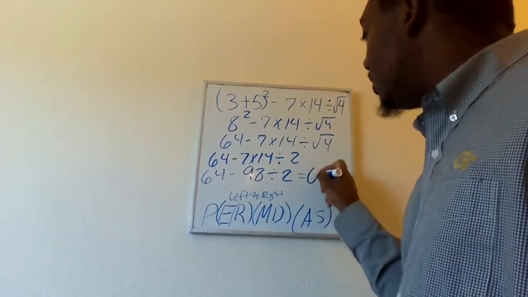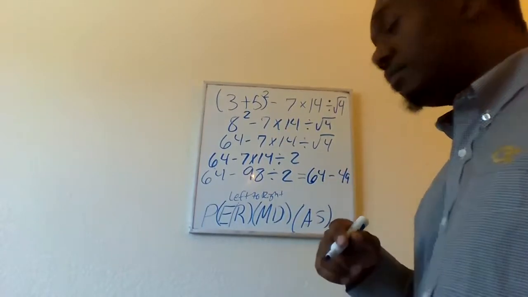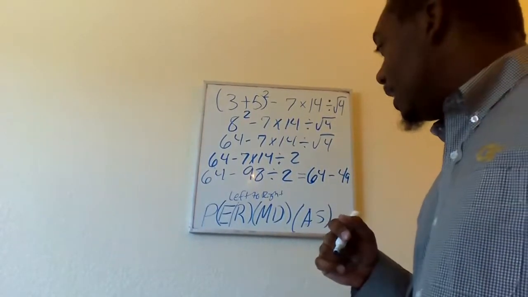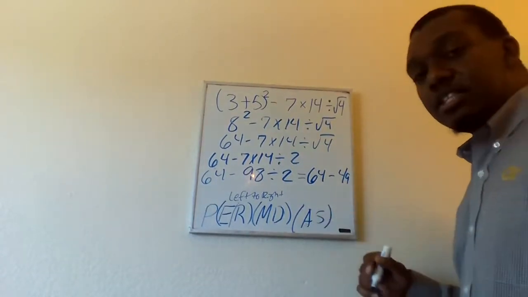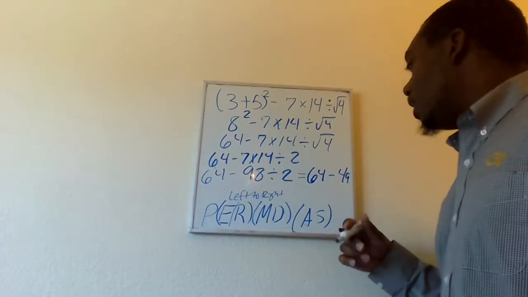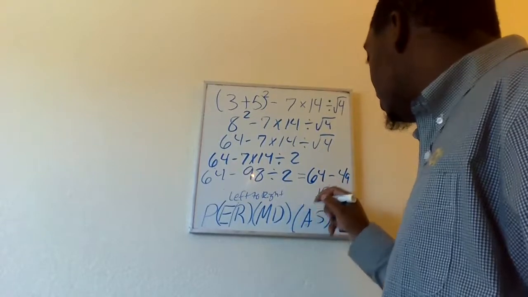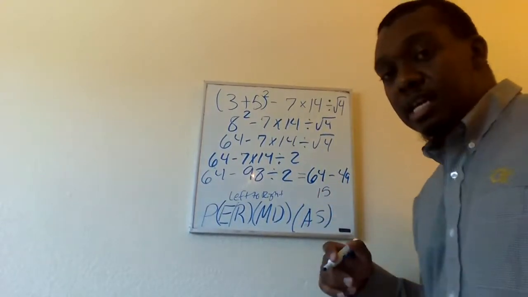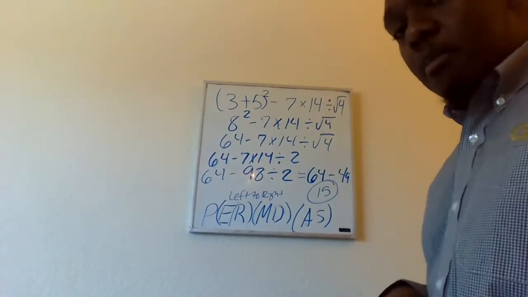I'm going to divide first, so I'll have 64 minus 98 divided by 2 is 49. And last but not least, we have subtraction here. That's our last step, right? Addition or subtraction. There is no addition, so we'll do subtraction. So 64 minus 49, and at this point, we will get 15. And so our answer would be 15. And that is order of operations.